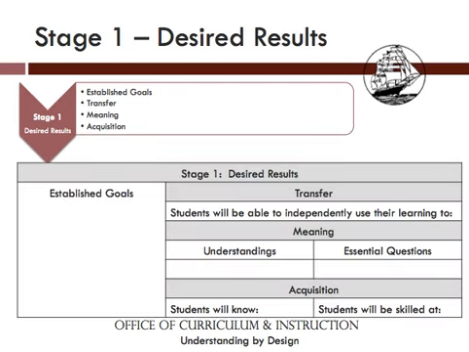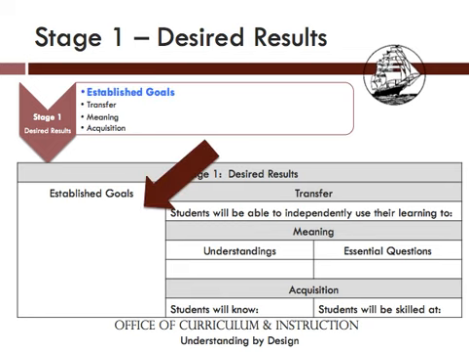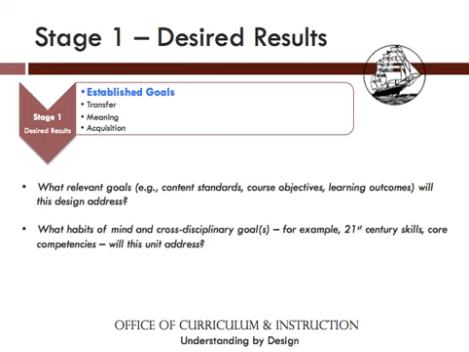So as we talk about that, we've called out here from the unit planning template the specific matters around Stage 1. So you can see where within the template each of our 4 key parts are. So here we have the heading Stage 1, and we're going to begin by talking about established goals. So within the established goals, we have 2 key questions that we would like to have answered as this part of the template is filled out.